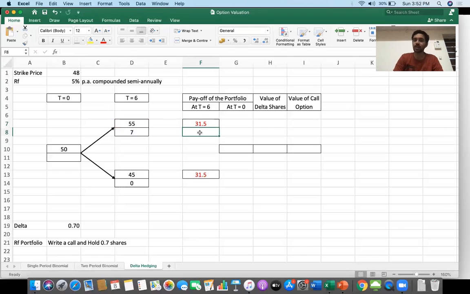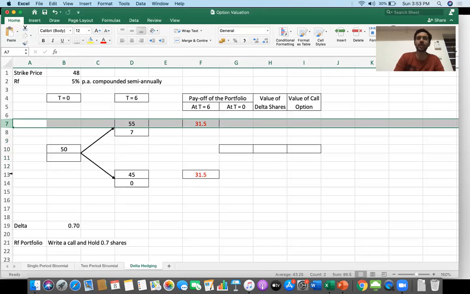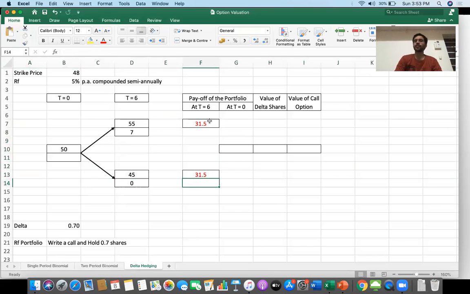Okay. So if you look at this, the value of the portfolio that I've constructed using writing a call and holding 0.7 shares is actually equal, irrespective of whether the share price is 55 or whether it is 45. So if you look at it in a way, this 31.5 is a certain cash flow in future. I do not have to look at the share price at all. I know for a fact that at t equal to 6, the value of my portfolio is going to be 31.5, irrespective of what happens to the share price, right?